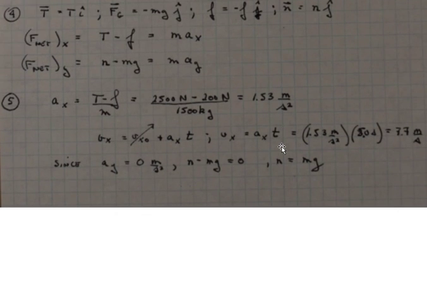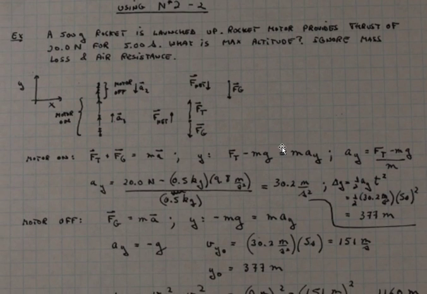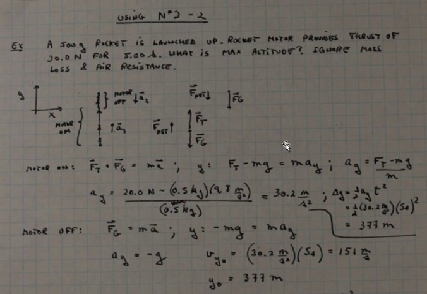I might as well go to the second part of this. So let me go ahead and go to the second part. Let's do another example. Again, this is from your book. A half a kilogram rocket is launched up. The rocket motor provides a thrust of 20 newtons for 5 seconds. That's fairly typical for a model rocket. What is the max altitude?